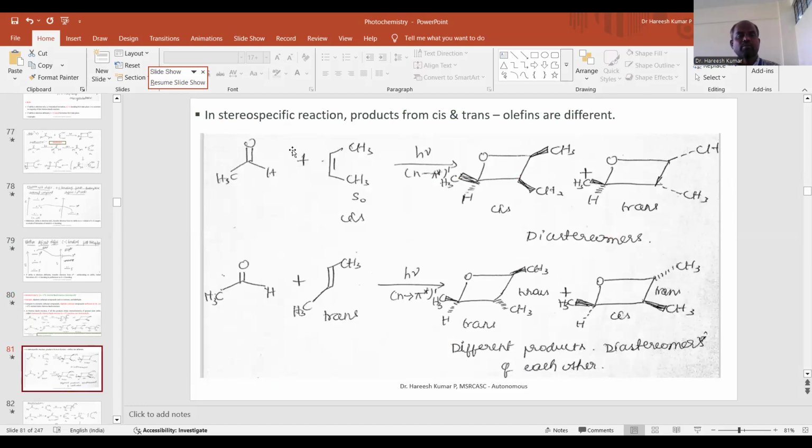Here I am taking one more example. In stereospecific reactions, the products formed from cis or trans olefins are different. So I am taking acetaldehyde. When it reacts with ground state cis-butene and is irradiated at the lambda max of acetaldehyde, it forms these two products, cis and trans. So here, with respect to the alkene, no, actually both are cis only. This is not the trans.